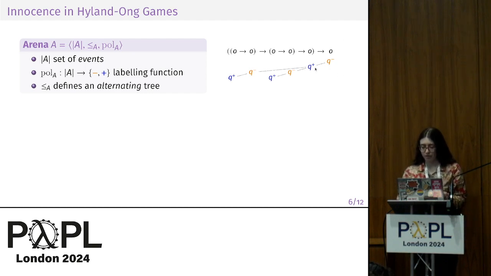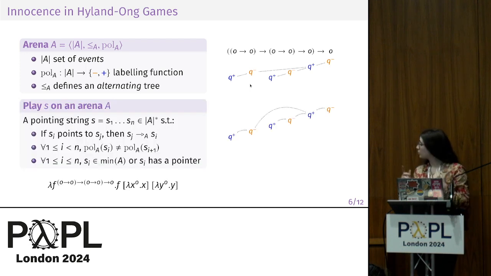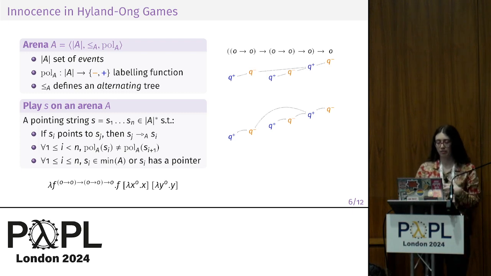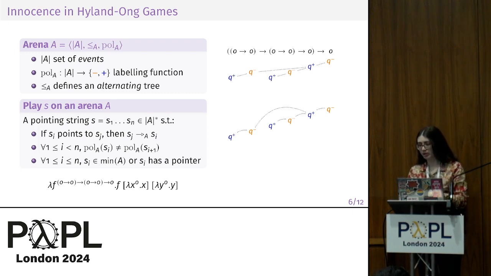And so each of those Q are under the corresponding arena component, and the dotted line indicates the pointer, the enabling relation. And once we have this, we can write plays on those arenas. So plays, you probably already know, are pointed strings, so strings of moves of the arena with pointers. And I'm writing them like this.